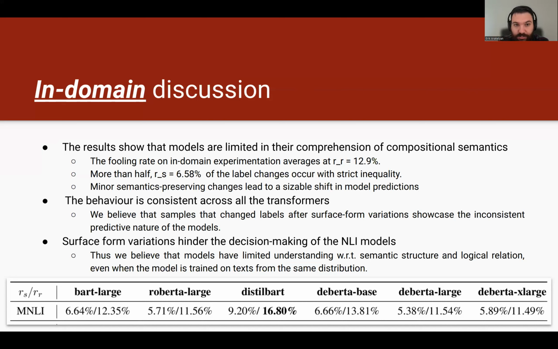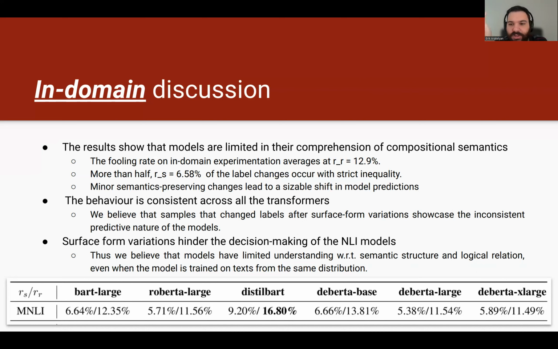And we know that more than half of those have been to a proportionally opposing class. Essentially, entailment changed to contradiction, contradiction changed to entailment in half of those cases. This leads us to believe that minor semantic preserving changes lead to sizable shifts in model predictions. And this behavior is consistent across all the transformers we test. We can see that it happens to about the same degree in all of the transformers.